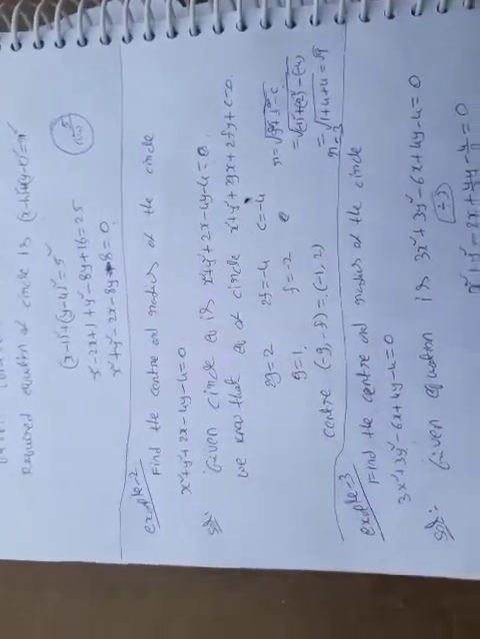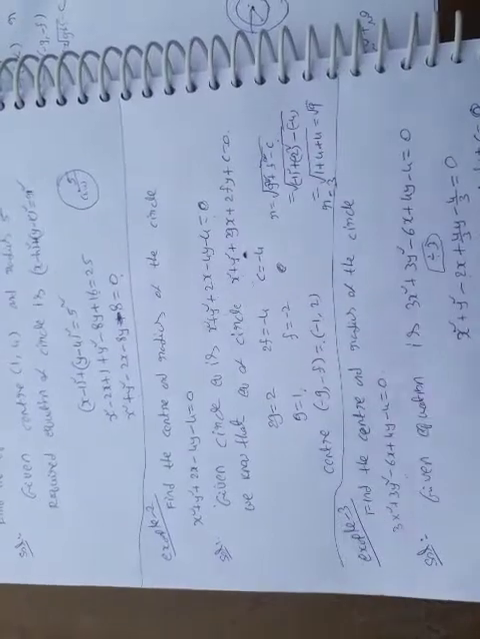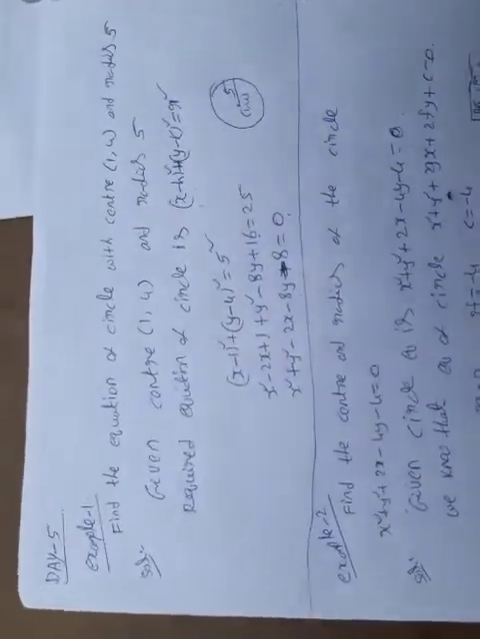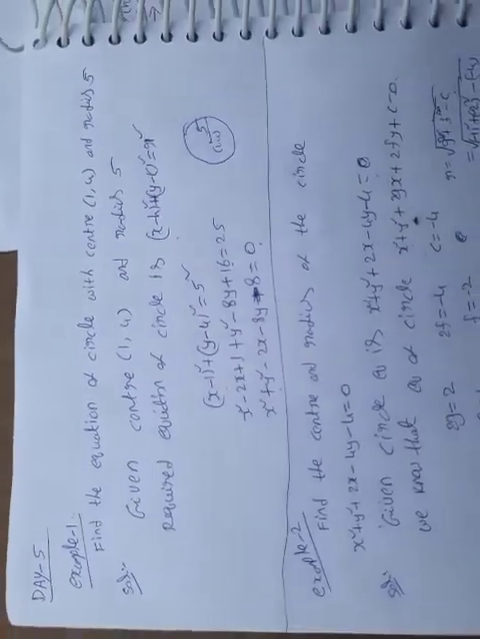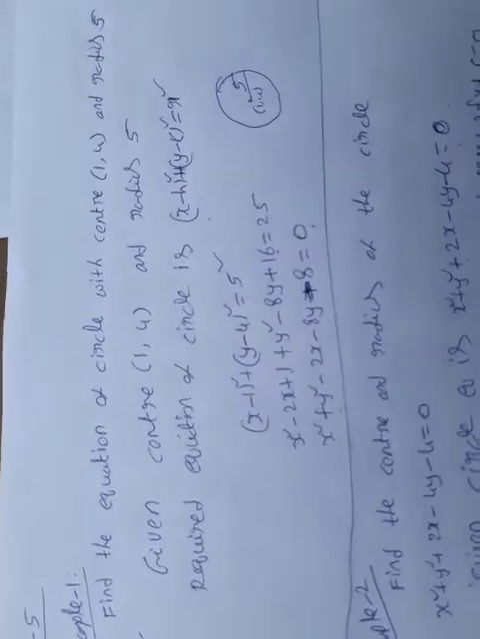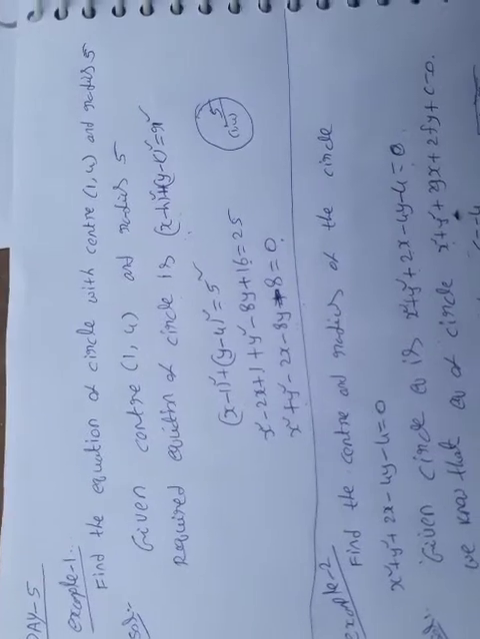The circle equation is x square plus y square plus 2gx plus 2fy plus c is equal to 0. Then we write the center as minus g comma minus f and the radius equal to root of g square plus f square minus c. Copy these problems in your notes.